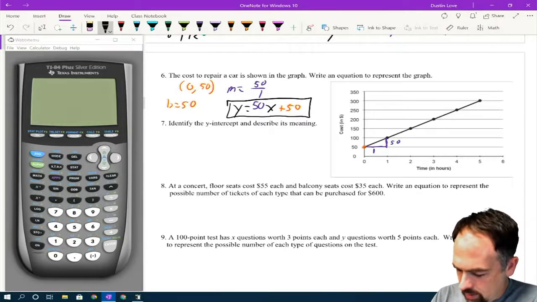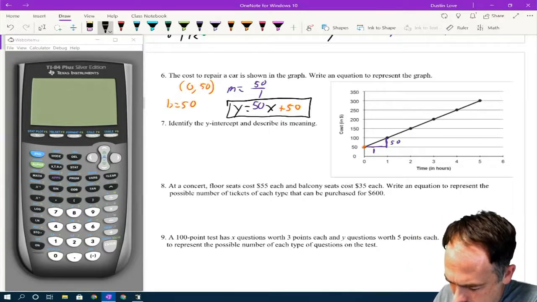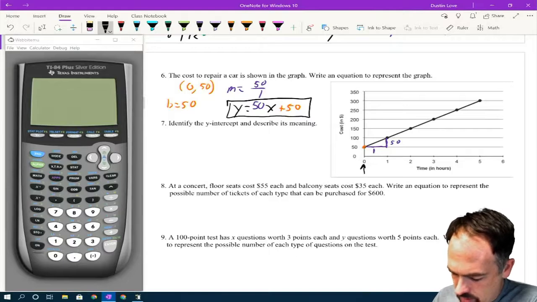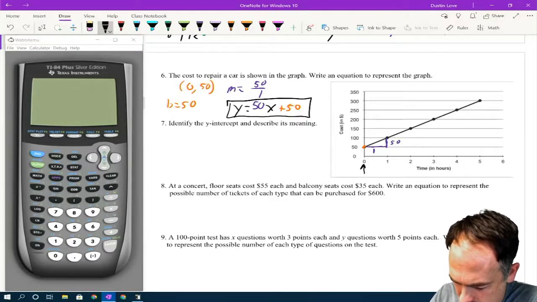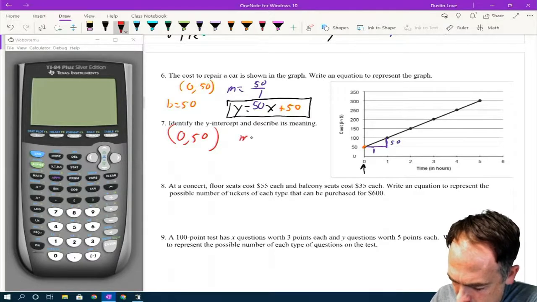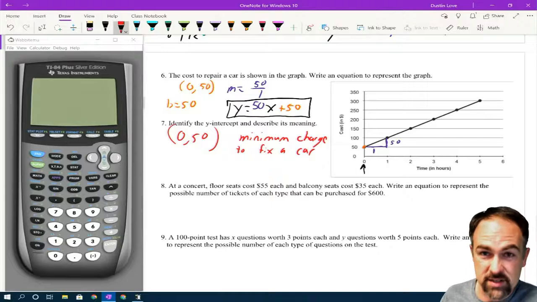Okay, identify the y-intercept and describe its meaning. Well, let's see. Looks like I've got cost. So we got cost to repair a car. Y-intercept at time equals 0. I mean, that's our beginning or our starting cost. So the y-intercept here, we already did that above, I guess, was 0, 50. And its meaning is, I guess, the minimum charge to fix a car. Okay, minimum because that's the lowest he's willing to charge.